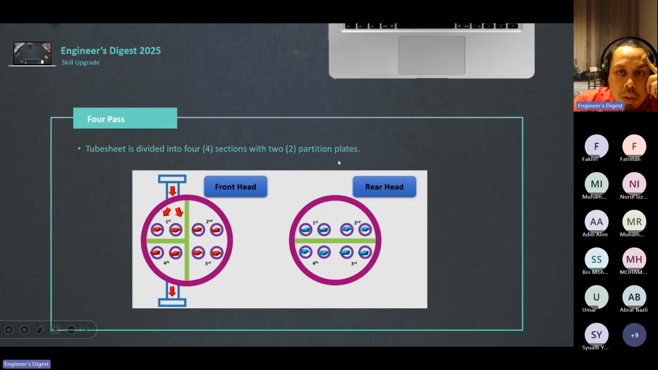But you can see this partition plate, how many partition plates? Two. If it has four pass, the partition plate is two. You just divide by two this one.